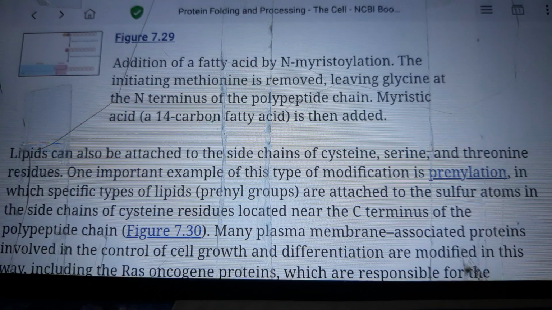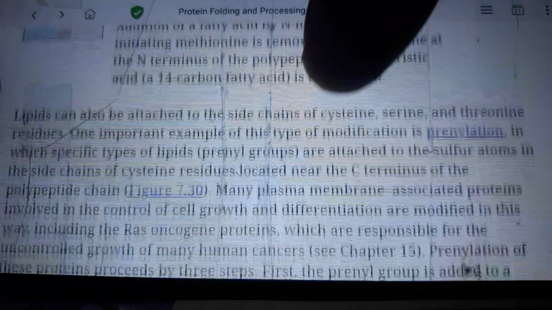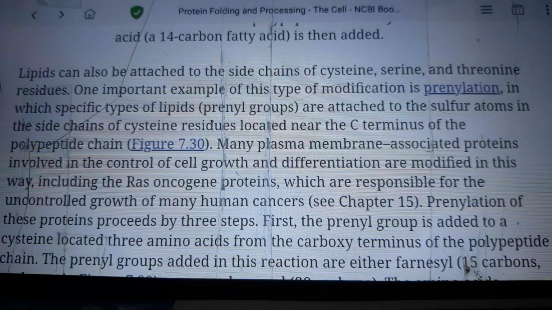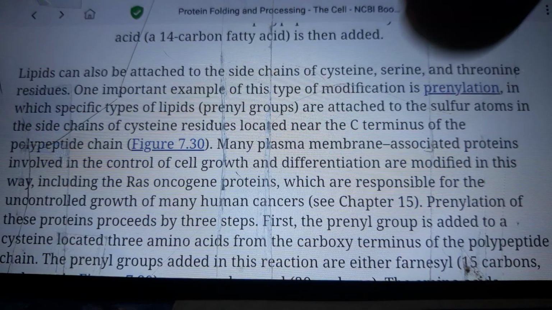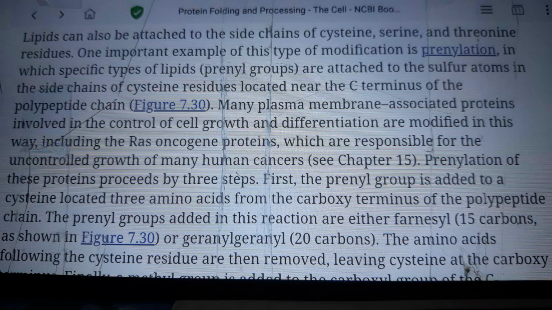Figure 7.29 shows the addition of a fatty acid by N-myristylation. The initiating methionine is removed, leaving glycine at the N-terminus of the polypeptide chain. Myristic acid, a 14-carbon fatty acid, is then added. Lipids can also be attached to the side chains of cysteine, serine, and threonine residues.